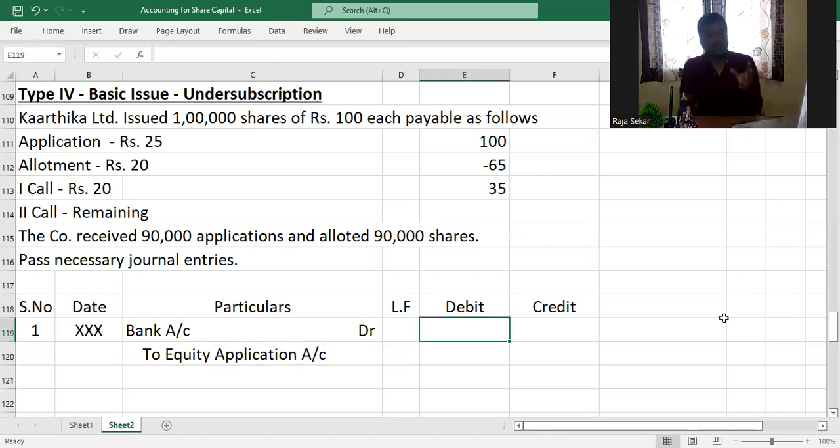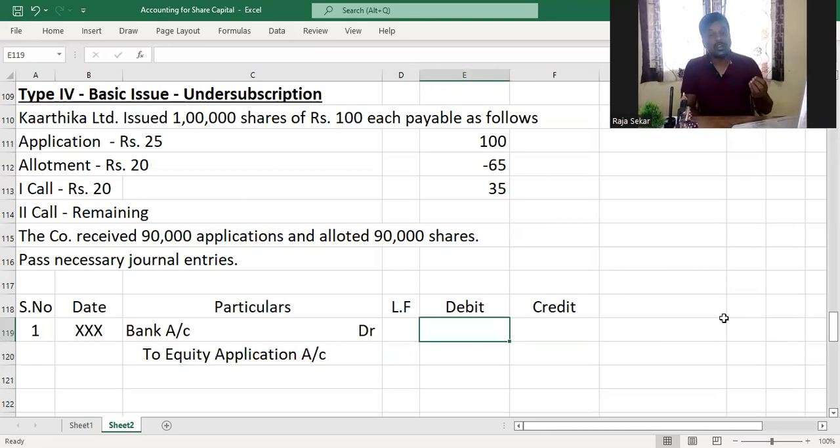Right, where people make mistakes in under subscription problems is they go ahead and calculate the amount as 1 lakh into application money per share, 25 lakhs, or they even go farther and calculate the amount as 1 lakh into 100 rupees and write 1 crore here. That is wrong, my dear children.